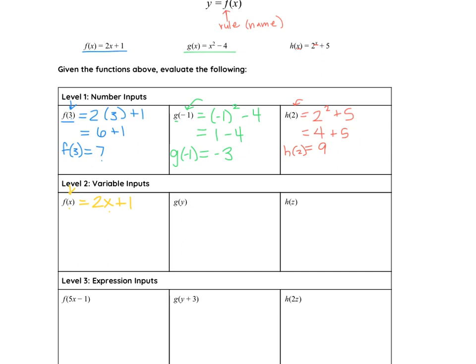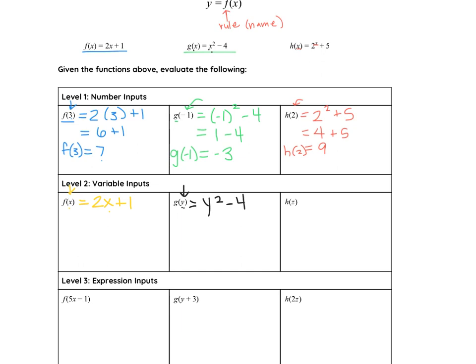All right, let's look at g of y. This one might make a little more sense of what we're doing here. Instead of writing x, I need to write y. So g of y is y squared minus 4. Everywhere I saw x, I replaced it with y because that was the input value. This is it. I can't do anything else with that, right? Can't combine like terms or distribute or do anything else. That's it. Our answer is an expression, and that's okay.